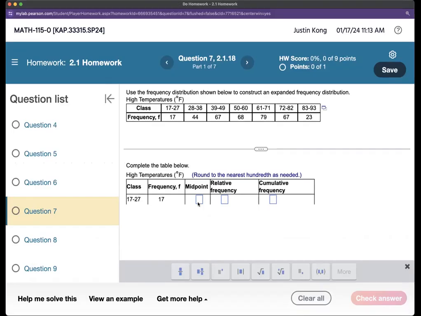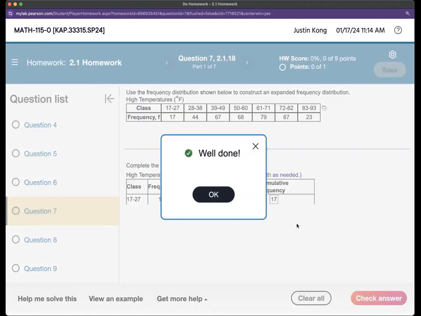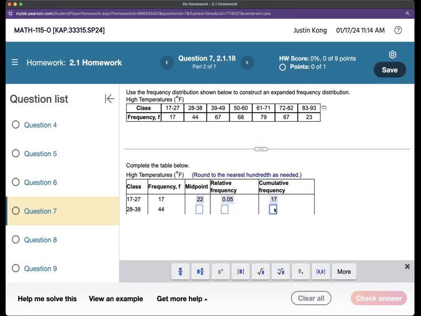Sure. Okay, so let's fill these in. The midpoint would be 22, like we said. It says round to the nearest hundredth. My answer was 0.046, so that'll be 0.05 to the nearest hundredth. For the cumulative frequency, for that first row you just put the current frequency, which would be 17. It's just like a running total. The next time, you just add on the new number: 17 plus 44 gives you the new cumulative frequency, which is 61.